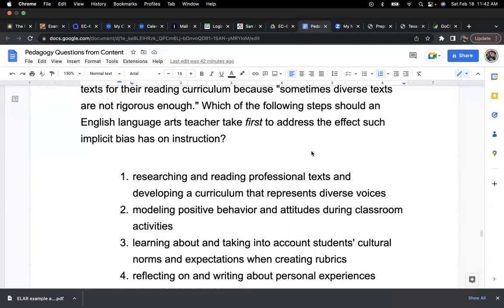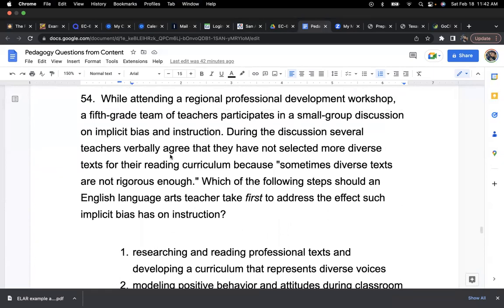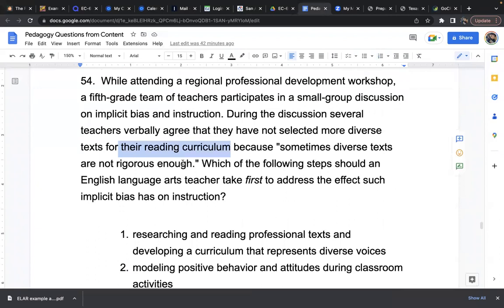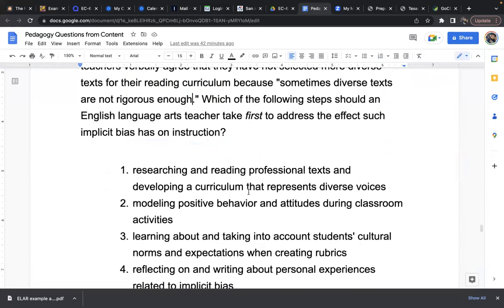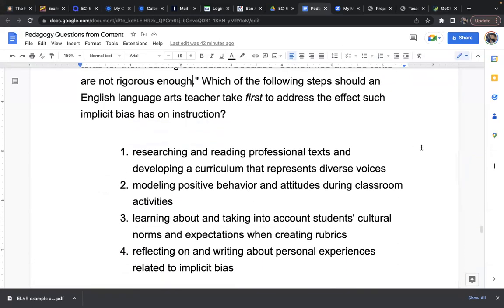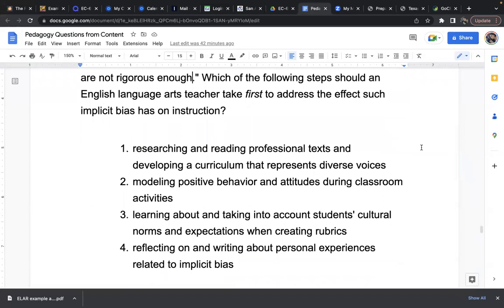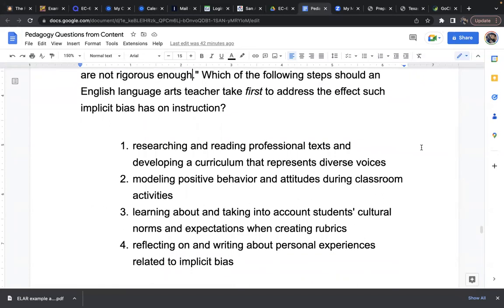So we're looking for the first step. It says, which of the following, during a discussion, several teachers verbally agree that they have not selected more diverse texts for their reading curriculum, so in their own curriculum, this is a problem. There is no diversity because they think it's not rigorous enough. So what is the first step? Either 1 or 4, I think. One is developing a curriculum.